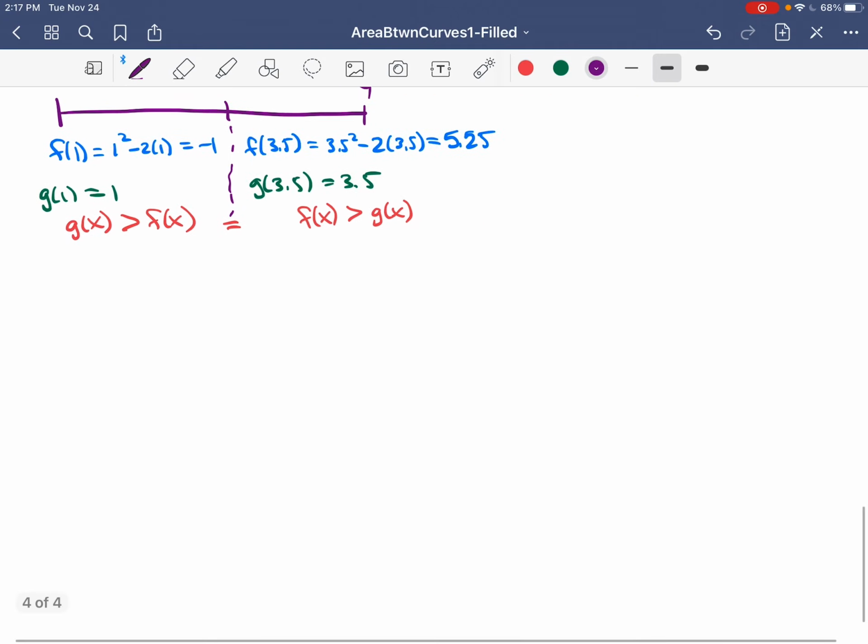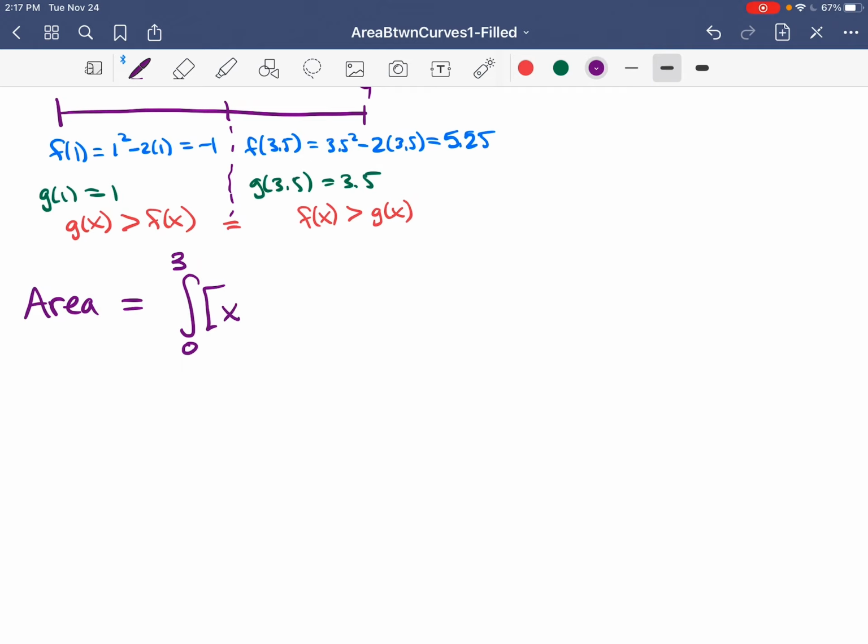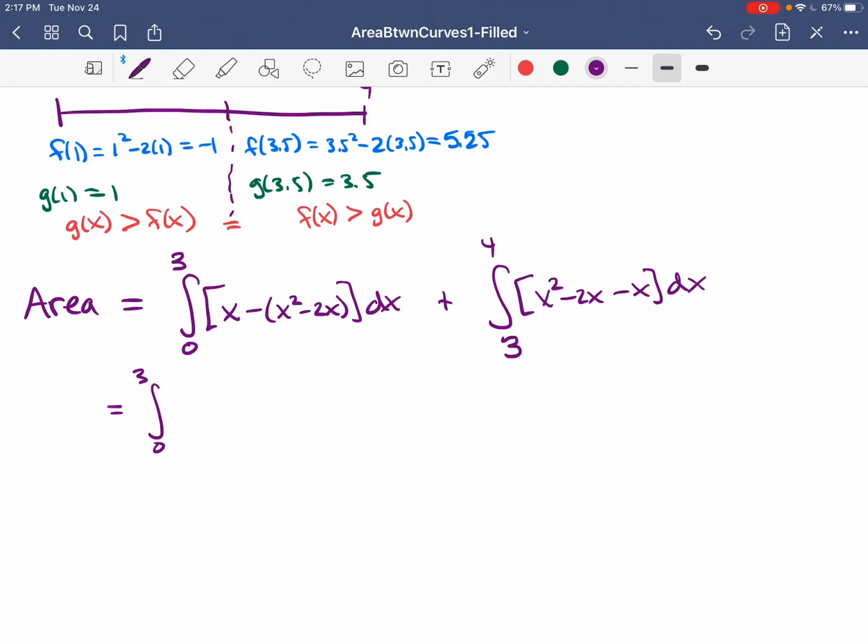And then on the other side, f of x is bigger than g of x. Okay, so because of that swap, we need to do the area in two separate definite integrals. So we're going to go from 0 to 3, and put g of x first. And then we add the integral from 3 to 4, and here we put f of x first. So now we just want to compute those. In the first I'm going to have 3x minus x squared, and the second is just the reverse, x squared minus 3x.